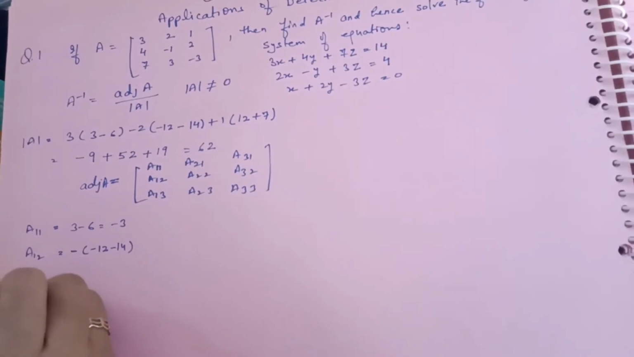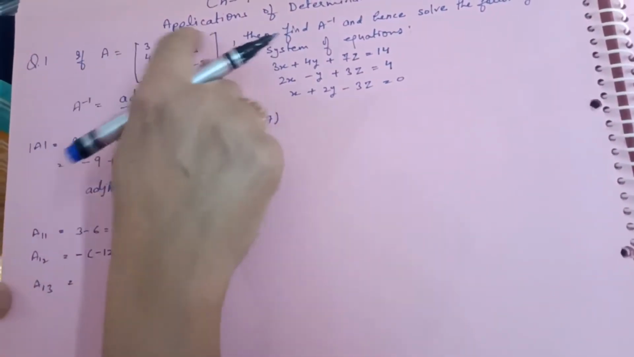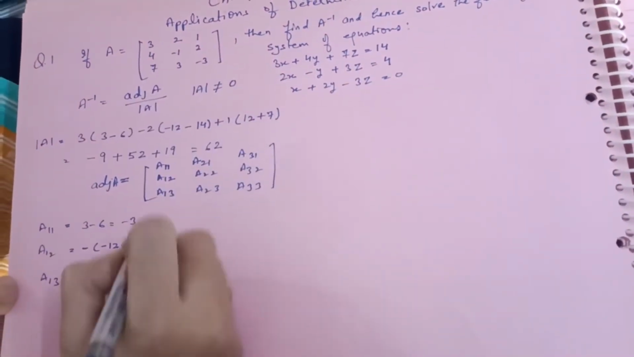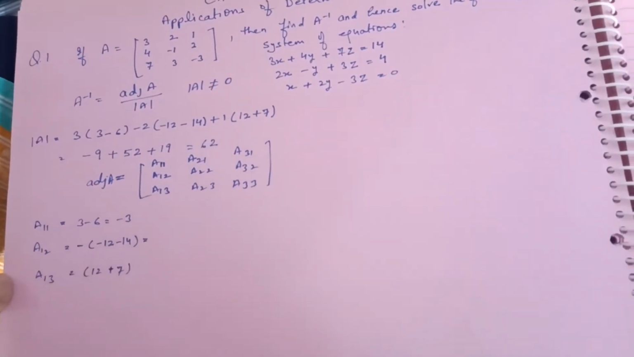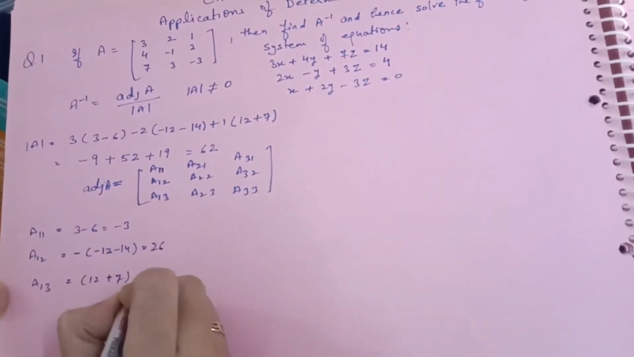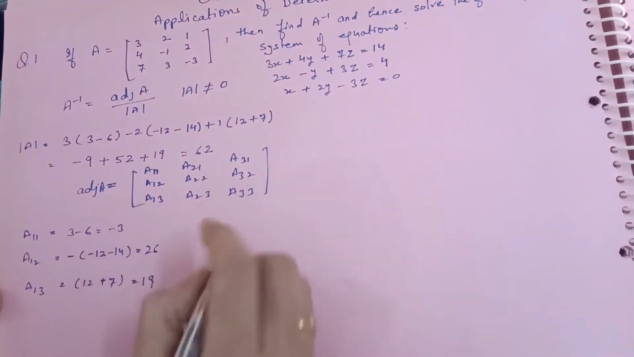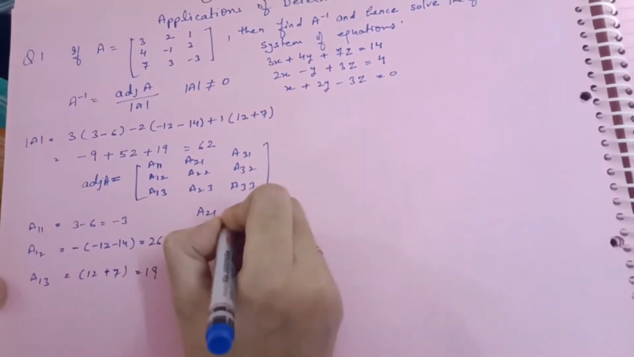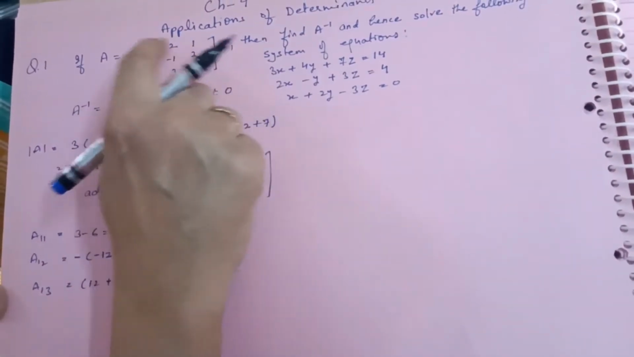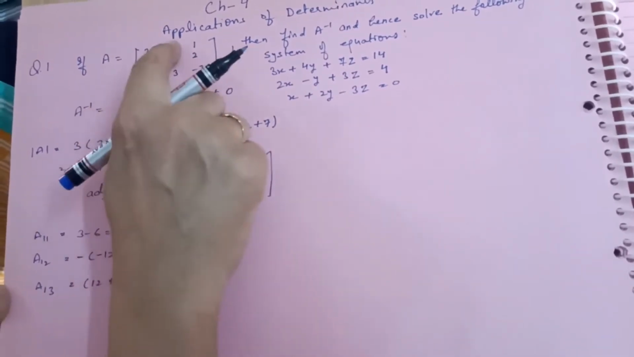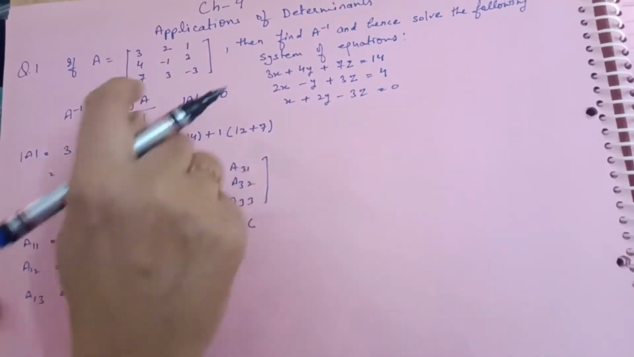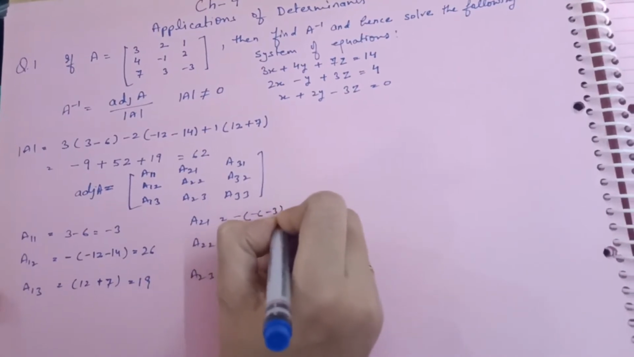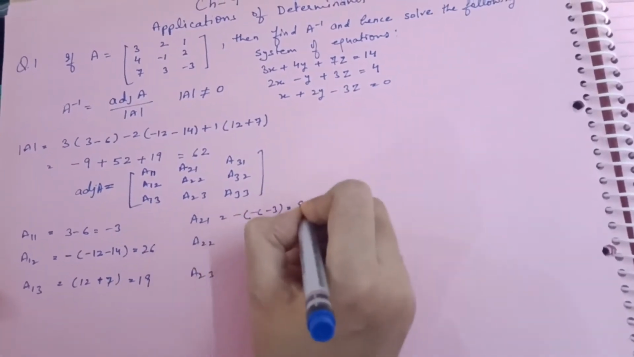Now A13: eliminating this, 4 threes are 12, minus plus 7. So it will be positive 26, and it is 19. Got this one: A11, A12, A13. Now A21, A22, A23. For A21, you eliminate this, and it comes with a negative sign because it is odd. So minus 6 minus 3, which equals minus 9, and with the negative sign, positive 9.